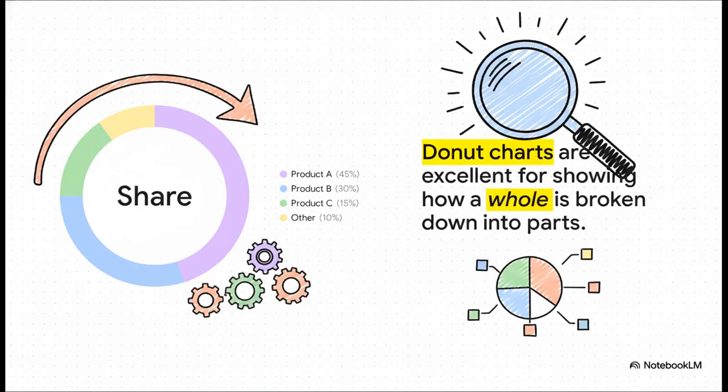But what if you're not trying to compare things? What if you want to show how something is broken down into parts? Well, that's where something like a donut chart really shines. It's fantastic for showing the pieces of a whole. In one glance, you get the entire market share distribution. It's a different kind of question, so it needs a different kind of visual story.